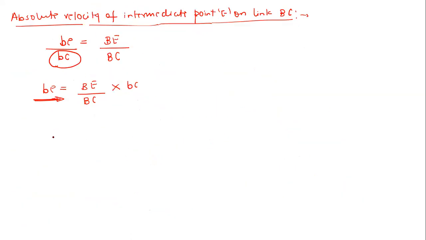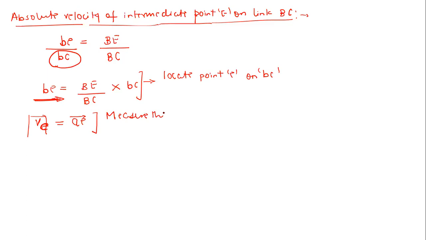Now the VE vector. Here what you have to do is locate point E on BC, right? So this is one step. Then simply the VE vector is equal to the AE vector. Again, measure the length, and then check the direction.